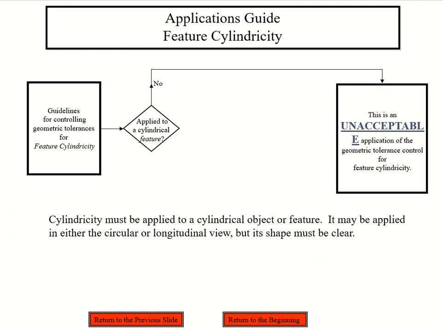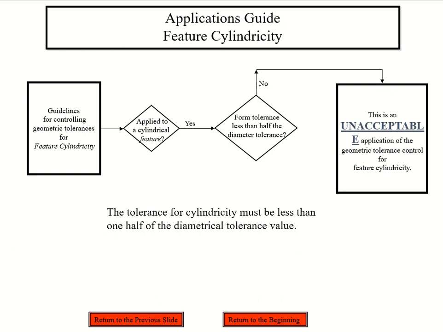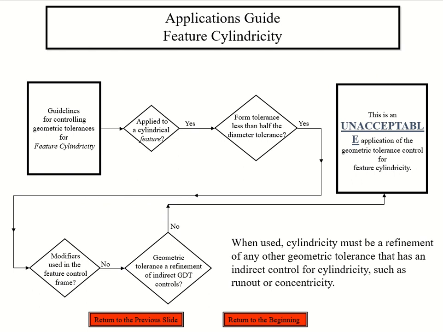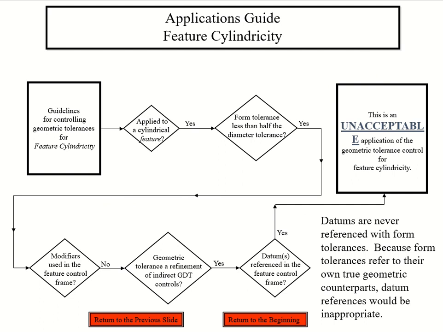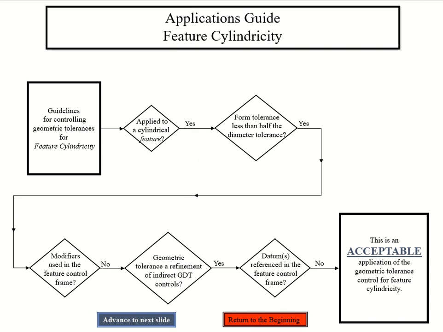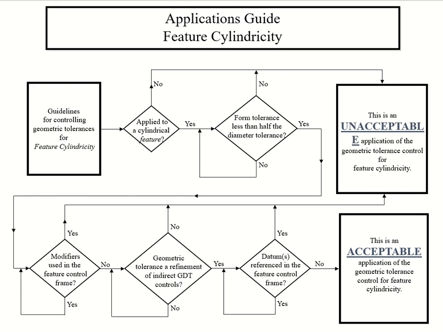Yeah. We check cylindrical feature. If that's unacceptable. Your form tolerance, we check it. If that is not less than half of your diameter tolerance, it is unacceptable. We check modifiers. If you have a modifier, it is unacceptable. Here we check our indirect geometric tolerance, and if you don't have it, unacceptable. We check the datum. If you got the datum, that is not acceptable. Yeah, and here are your two flow charts, how to check your cylindricity.